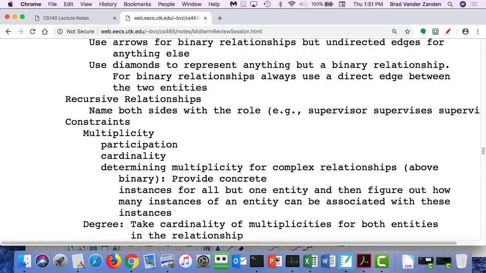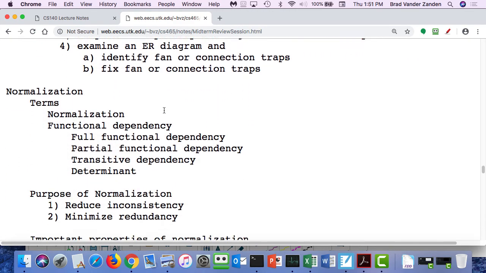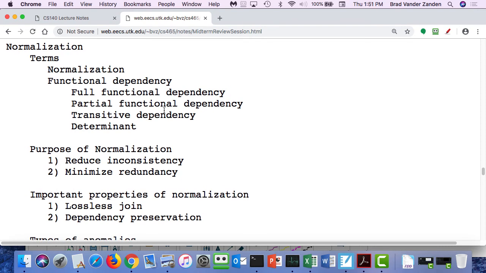Okay, so ER design is a top-down approach to design. Normalization was a bottom-up approach, a mathematical approach. In order to do normalization, you first have to be able to identify the functional dependencies between the attributes in a relation. Generally, you start with a big relation and identify the functional dependencies. A full functional dependency is one in which you can't remove any attribute from the determinant and still have that functional dependency hold. A partial functional dependency is one in which the determinant is bloated, meaning one or more attributes could be removed from the determinant and it would still be a functional dependency.